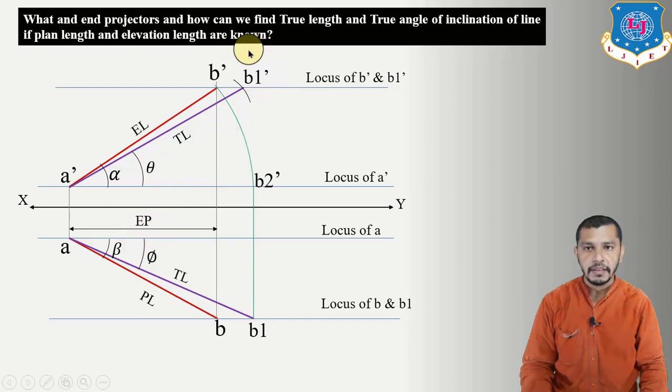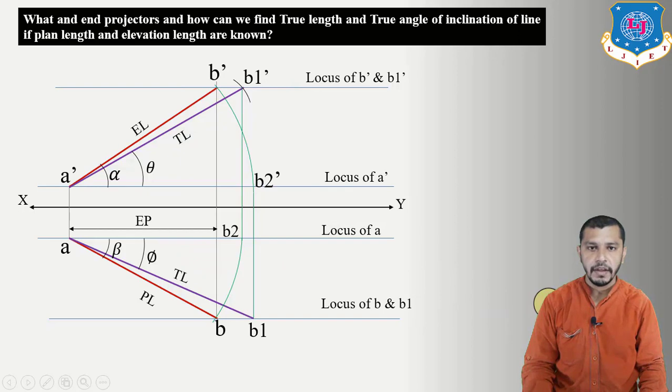Now we can also find this b1 dash by an alternate method. For that we have to rotate ab about a. So take center at a, radius equal to ab, give an arc up to locus of a. Here we will get b2, and from b2 draw a straight line up to locus of b dash. Here we will get b1 dash. So we can also find b1 dash by using this method. So by using this particular method, you can find the true length and true angle of inclination of the line when plan length and elevation length of the line are known.